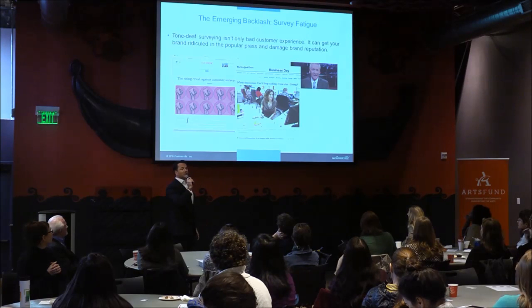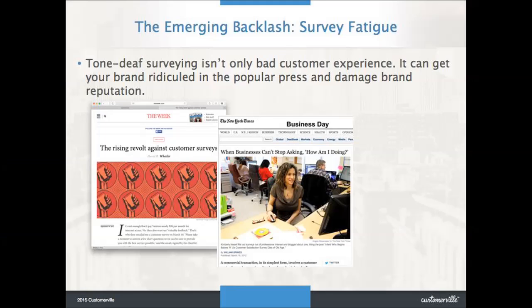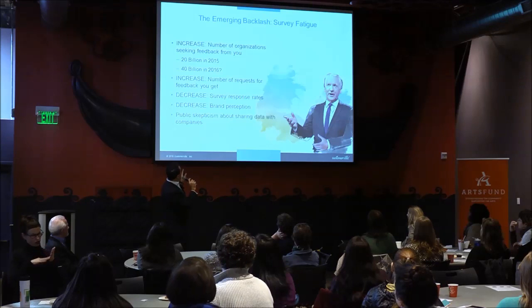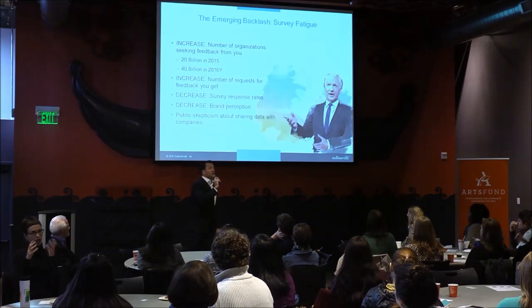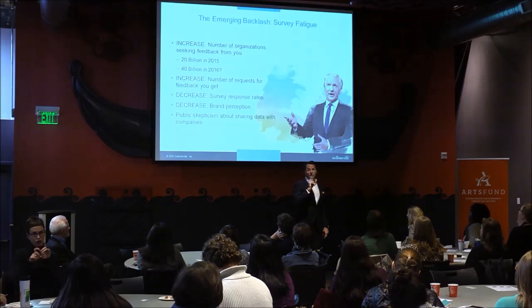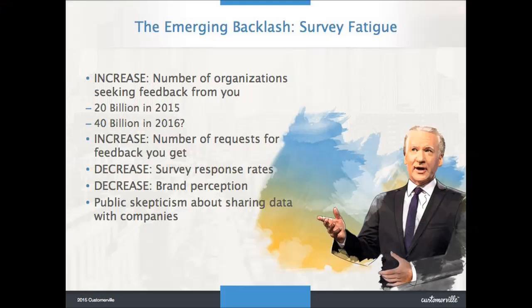There is an emerging backlash. We get a lot of surveys. In fact, GMA Research helped us. I'll show you a chart. I think I've got a chart in this. There are a lot of organizations who are competing with you to get feedback online using a survey. We think that in 2015 that was 20 billion, and we think by the end of this year, Americans will have been asked for feedback, hang on guys, 40 billion times.